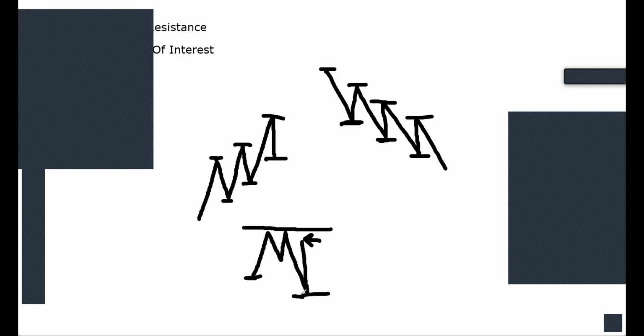If that makes sense, put a 1 in the chat. Do not put a 1 in the chat if you do not get it. Put a question mark if you do not get it. Let me check my chat. Okay, so everybody sees that, right?